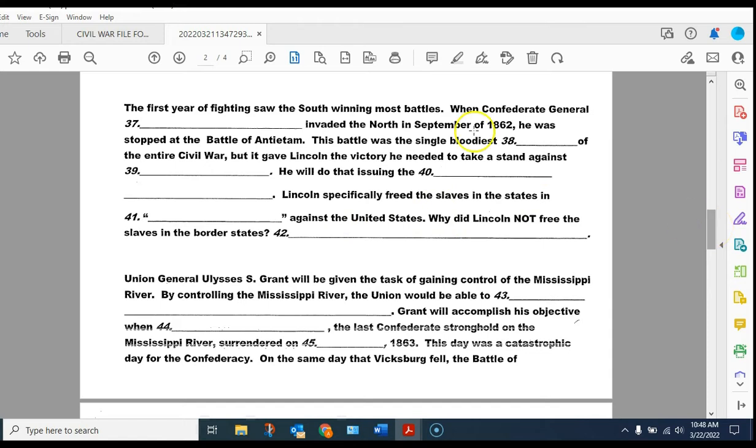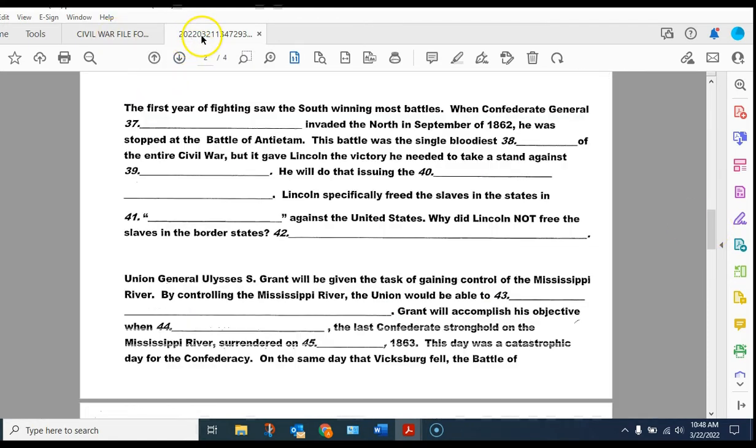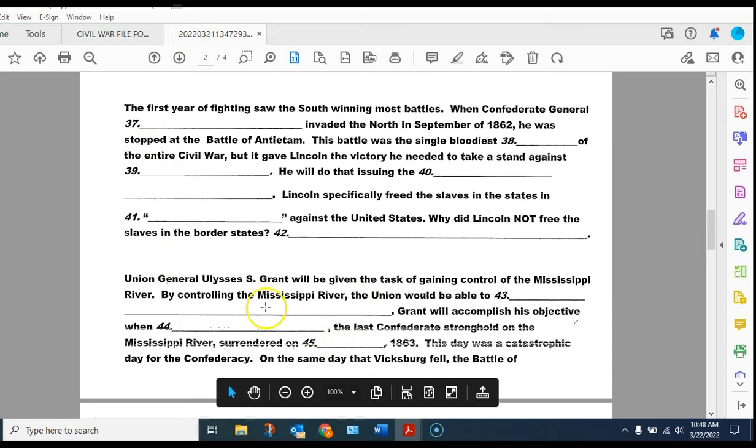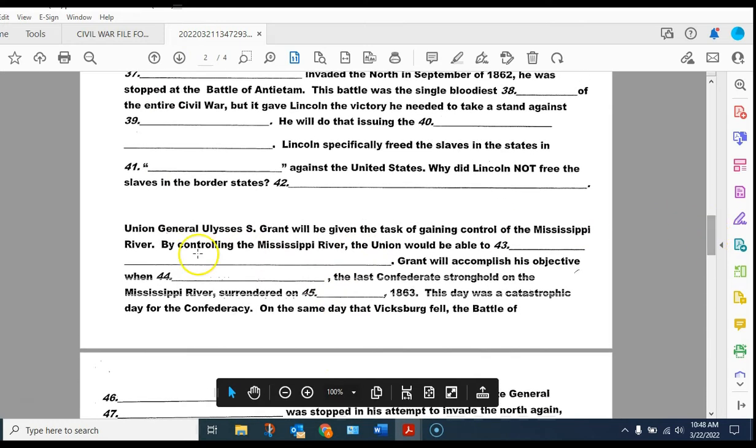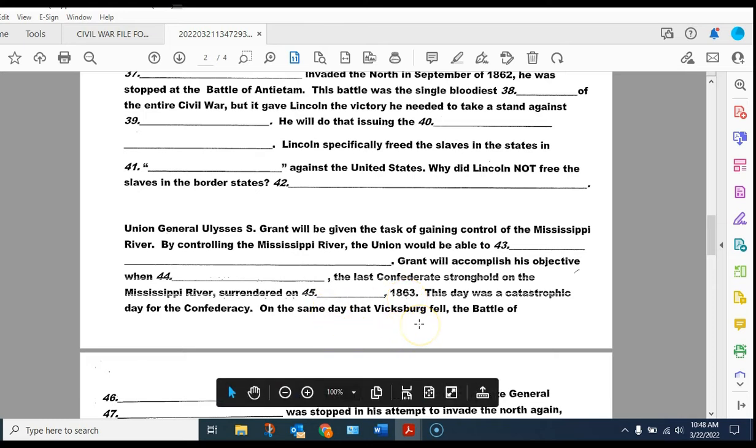So we're again going to go over here, and we're talking about questions 37 through 45. So let me go ahead and read the rest of this to you. Union General Ulysses S. Grant will be given the task of gaining control of the Mississippi River. By controlling the Mississippi River, the Union would be able to blank. Grant will accomplish his objective when blank, the last Confederate stronghold on the Mississippi River, surrendered on blank, 1863. This day was a catastrophic day for the Confederacy.